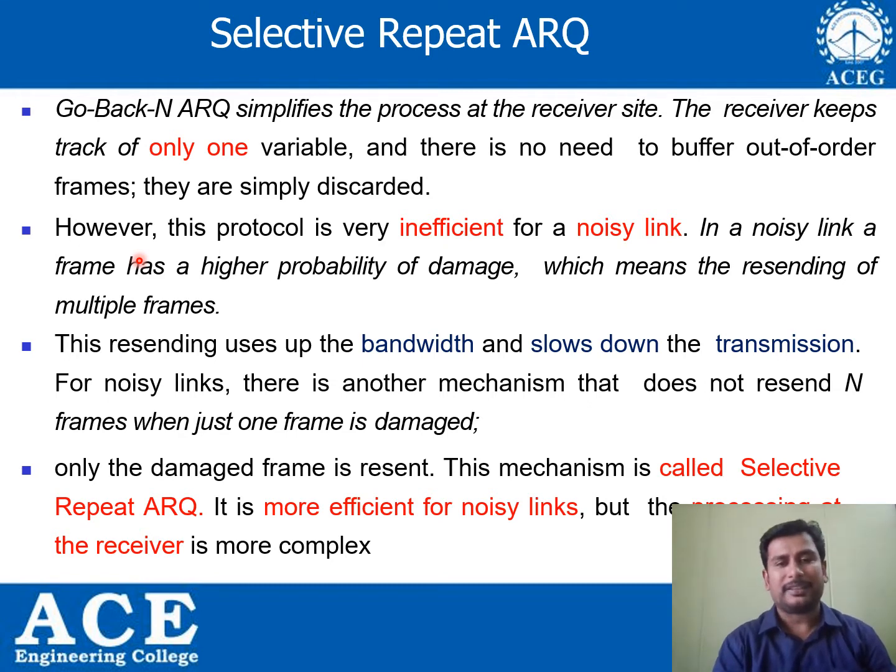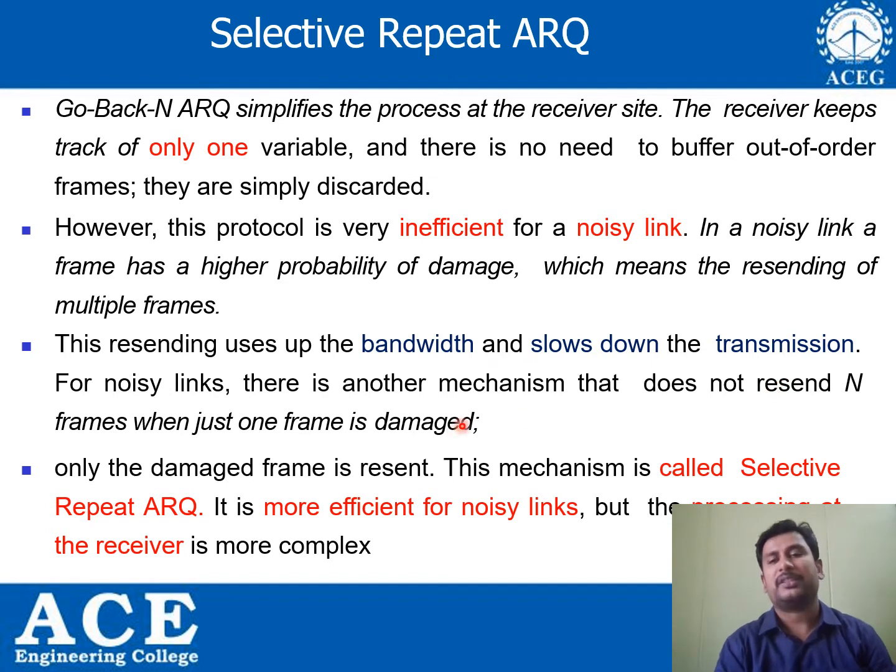However, Go Back N Automatic Repeat Request is inefficient for a noisy link. In a noisy link, a frame has a higher probability of damage, which means if only frame 2 was damaged, I have to resend all the frames starting from frame 2. So we have to resend multiple frames. The resending uses up the bandwidth and slows down the transmission.